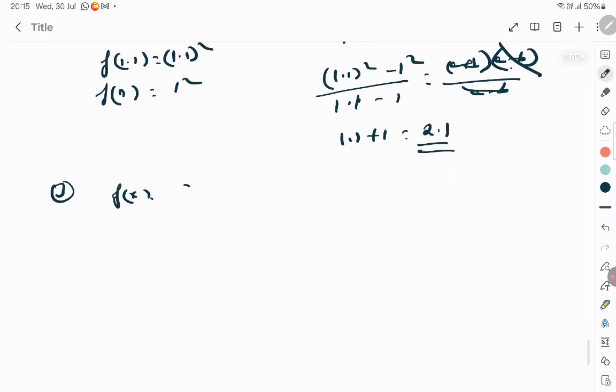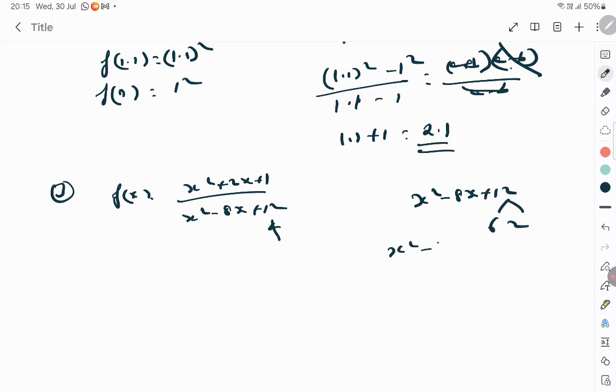F of x is equal to x square plus 2x plus 1 by x square minus 8x plus 12. Find the domain. Obviously, they wouldn't ask the range for such a complex question. Just factorize it. Only the denominator, take it and factorize. 6 2s are 12. X square minus 6x minus 2x plus 12. One second, hold on.